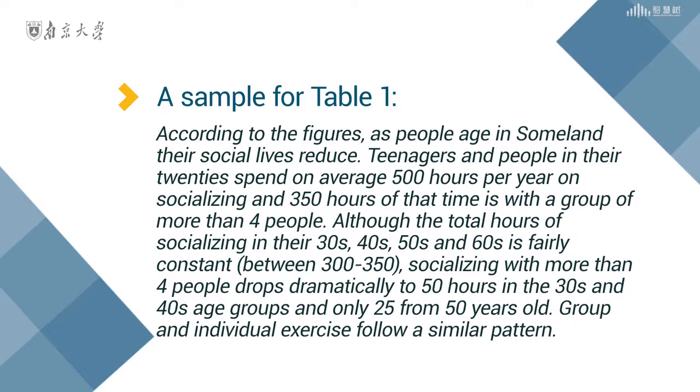Teenagers and people in their 20s spend on average 500 hours per year on socializing, and 350 hours of that time is with a group of more than 4 people. Although the total hours of socializing in their 30s, 40s, 50s, and 60s is fairly constant, between 300 to 350, socializing with more than 4 people drops dramatically to 50 hours in the 30s and 40s age groups and only 25 from 50 years old. Group and individual exercise follow a similar pattern.